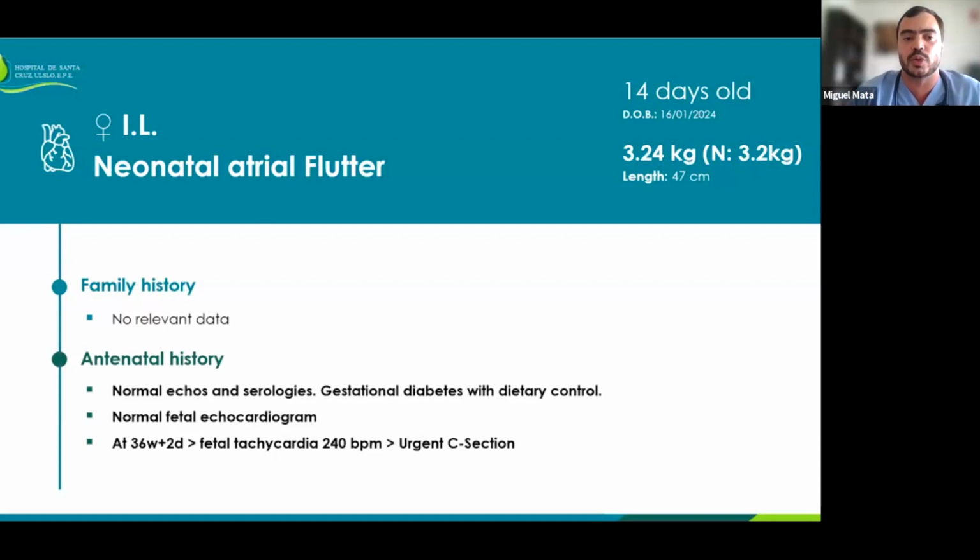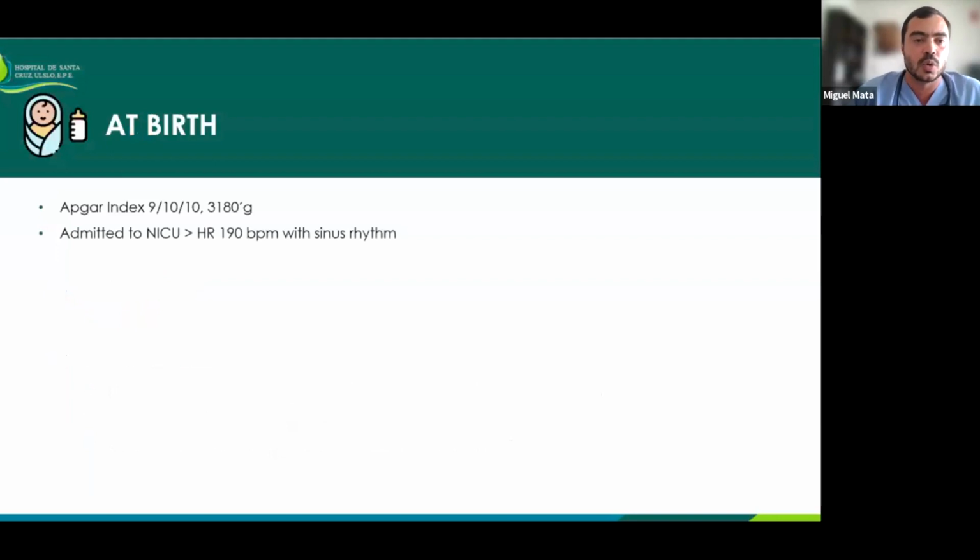But at 36 weeks gestation, similarly to the case that Andrea presented, there was a fetal tachycardia of 240 beats per minute. But in this case, the OBGYN specialists unilaterally decided to advance for urgent C-section late in the afternoon. And so the child was born well with an APGAR of 9/10, almost 3.2 kilos, but was immediately admitted due to the tachycardia to the neonatal ICU. This was during the night.